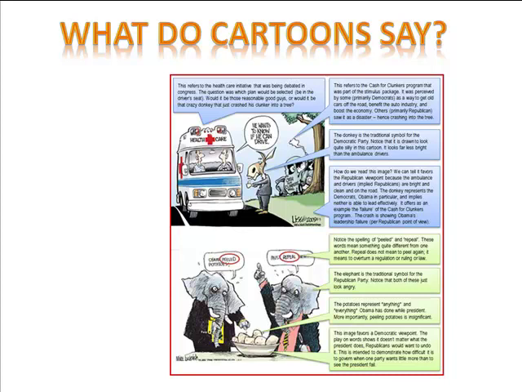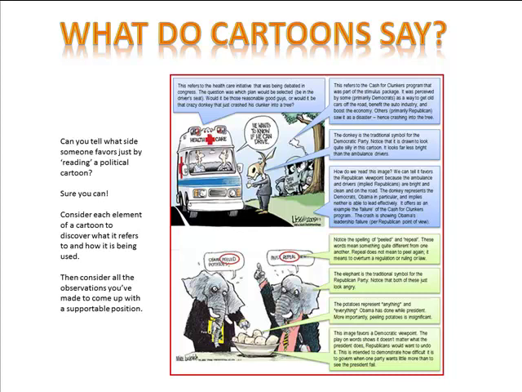What do cartoons say? Again, take them element by element. Can you tell what side someone favors just by reading a political cartoon? Sure you can. Consider each element of a cartoon to discover what it refers to and how it is being used. Then consider all the observations you've made to come up with a supportable position. In the upper cartoon, we can support the idea that the image favors the Republican viewpoint. In the lower cartoon, we can support the position that the image favors a Democratic viewpoint.